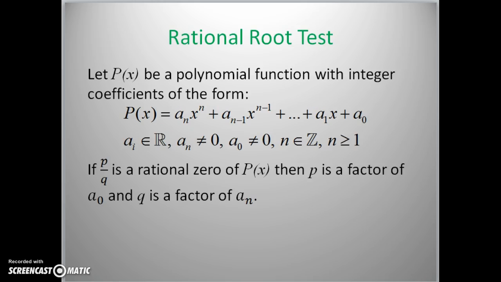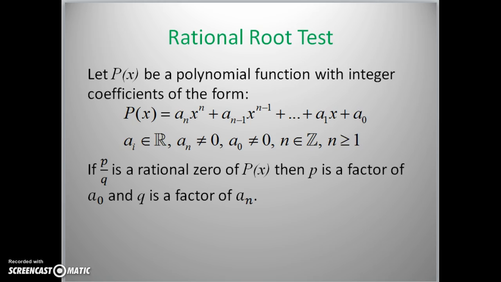First, let's just review the rational root test. So if we have a polynomial function p of x with integer coefficients in this form, where the coefficients are real numbers, in this case integers, the degree is greater than or equal to 1, the constant term is not 0, and the leading coefficient is not 0.